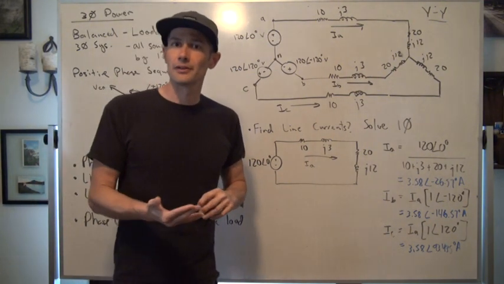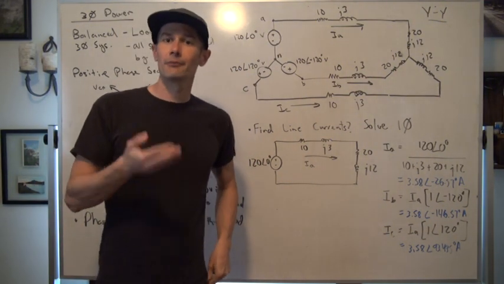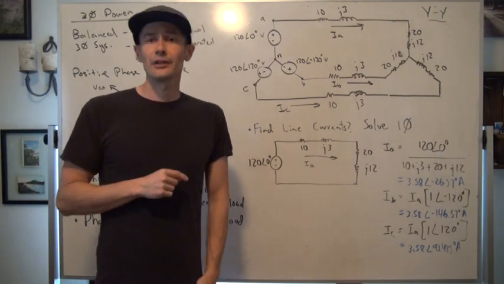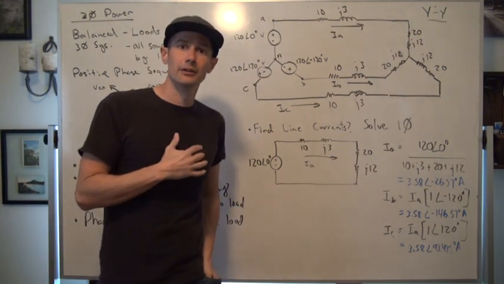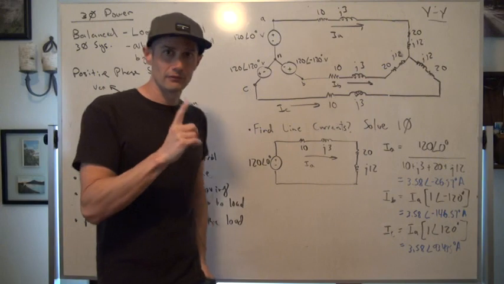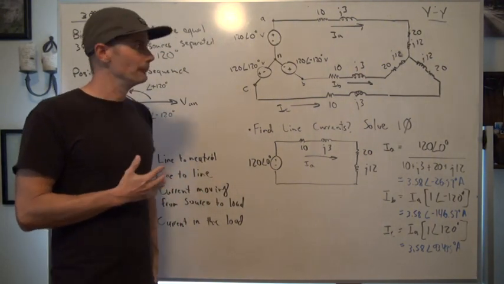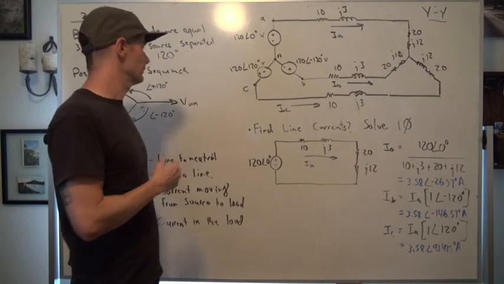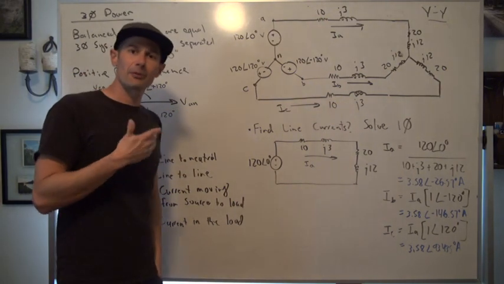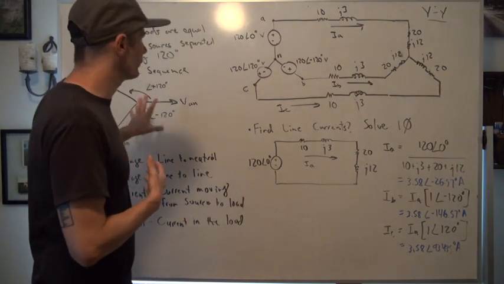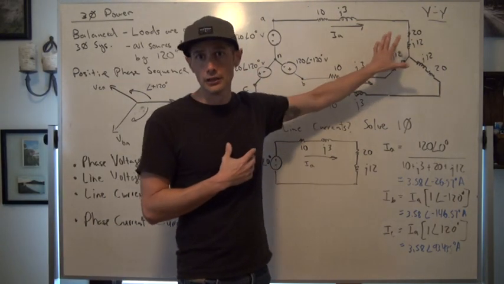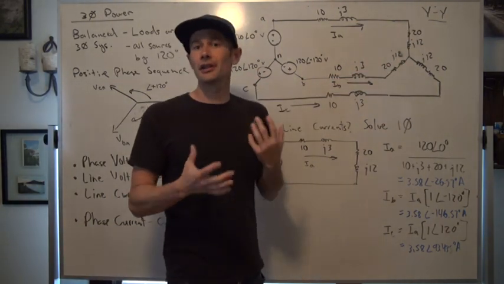If everything is 120 degrees separate, then one-phase or per-phase analysis is actually the way to go. And what do I mean by that? Well, in a balanced system, everything is separated by 120 degrees in terms of the sources, and the loads themselves have the same impedance.